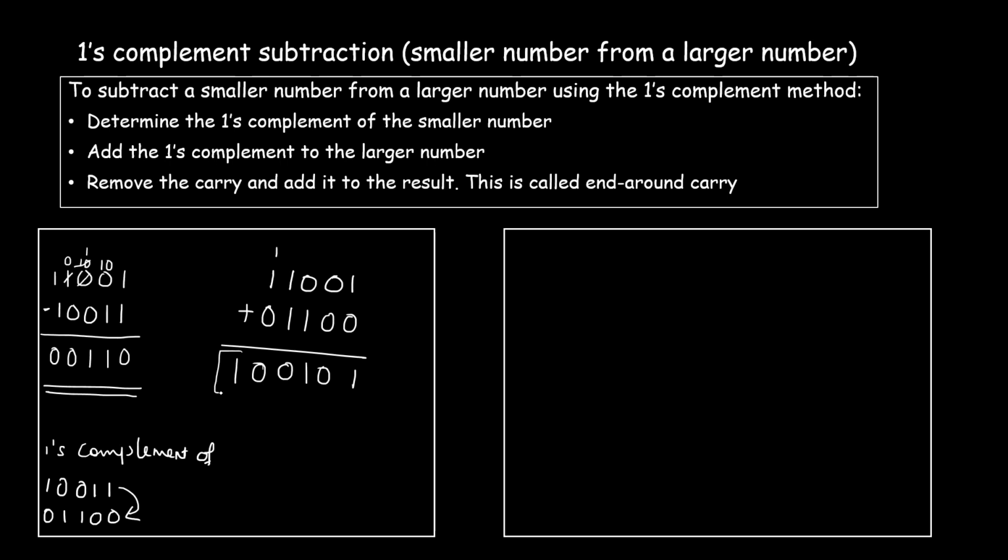Now this is my carry, whatever I am getting. Why do I say it is a carry? Because I have 5 bits in both my numbers, and this is an extra 6th bit. What should I do with the 6th bit? Remove the carry and add it to the result. So let me add that bit here. 1 plus 1 is 0 with a carry 1. I get a 1 here. I'll get 1, 0 and 0. So this is the result, which is the same as the result you got with the direct subtraction.